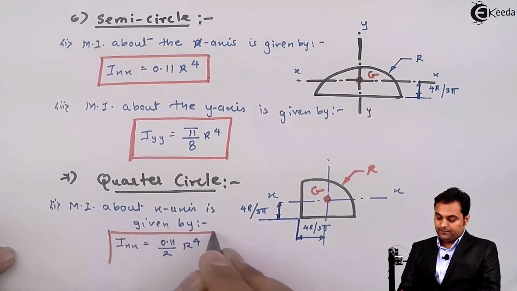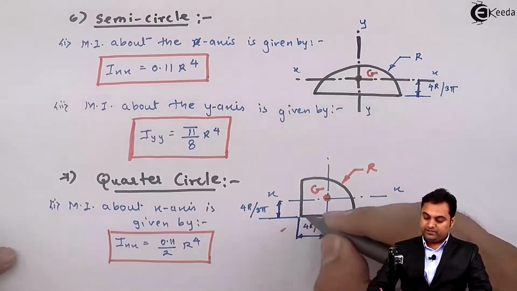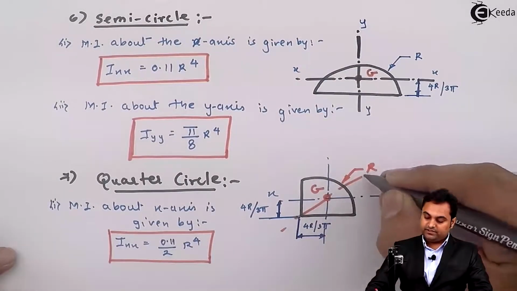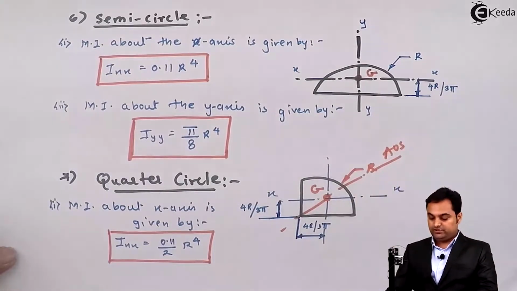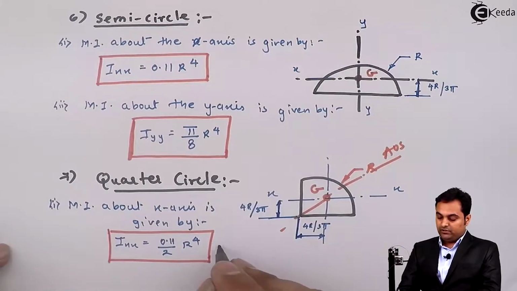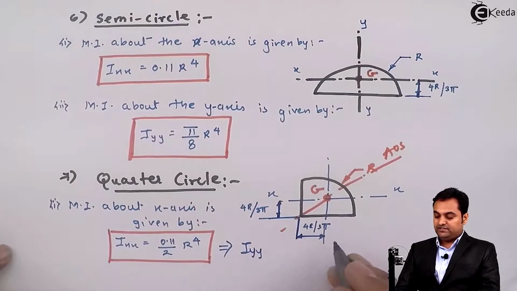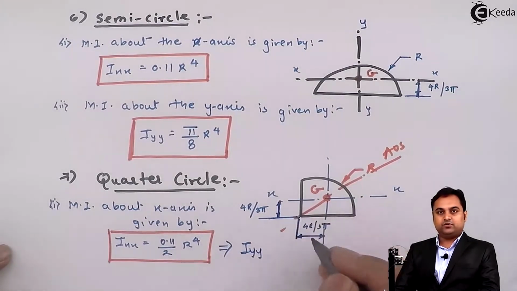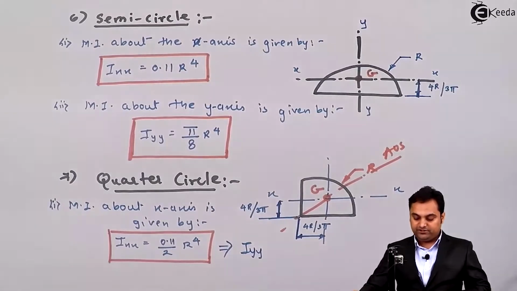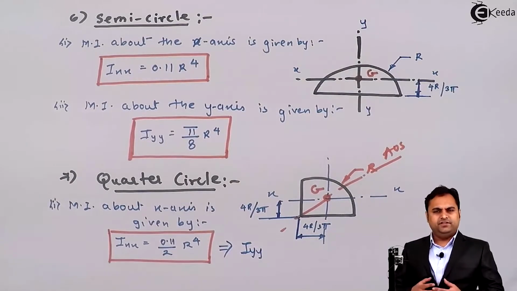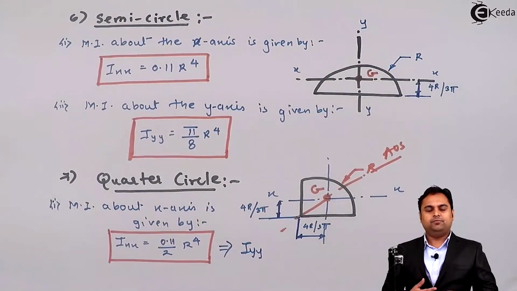and since we know that a quarter circle is symmetric about an axis which is inclined at 45 degrees, this is the axis of symmetry AOS for the quarter circle, so the MI formula of Ixx will remain the same for Iyy as well, since 4R upon 3 pi, this location is also the same. So here we have seen the formula of moment of inertia for a quarter circle, and with this we complete this formula list of moment of inertia for plane figures.